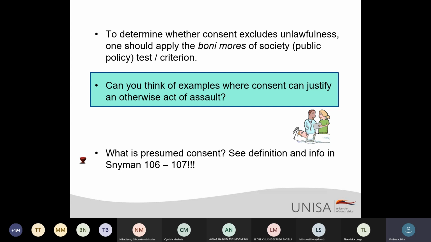What is presumed consent? You have to look in your Snyman for the definition and the information. But I'm just quickly going to summarize it for you, and I think the next slide gives you the requirements for presumed consent. Presumed consent is basically saying that you acted out of necessity because you thought that there would have been consent in that emergency situation.